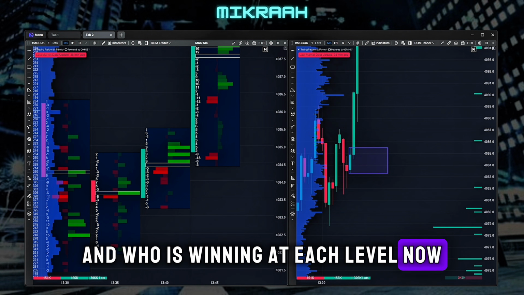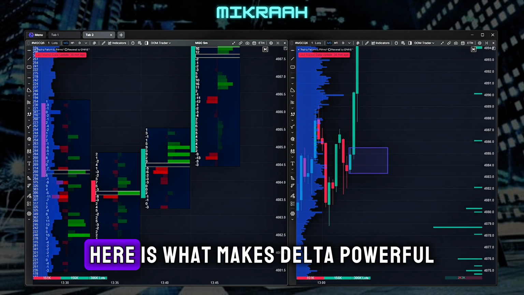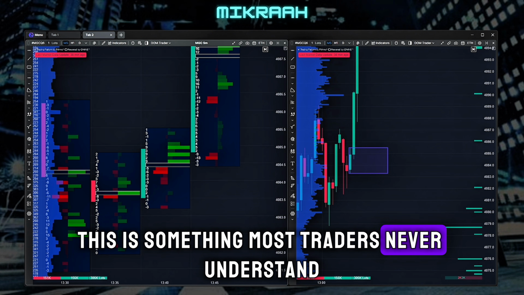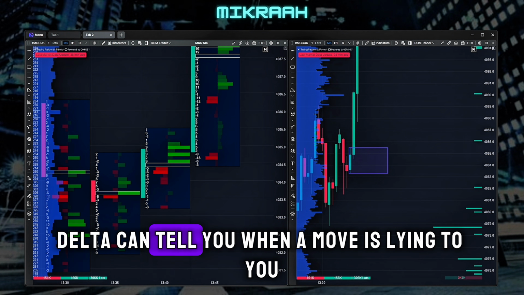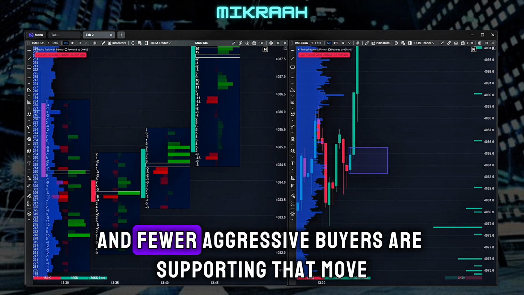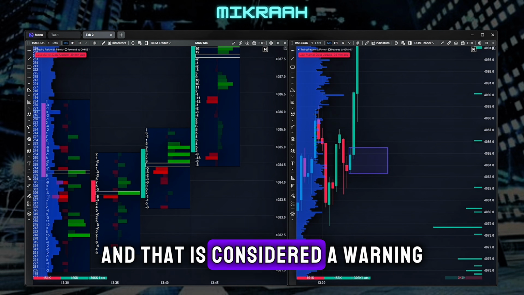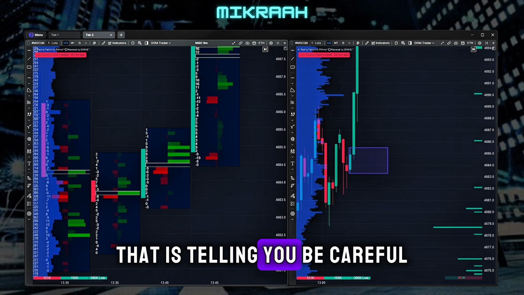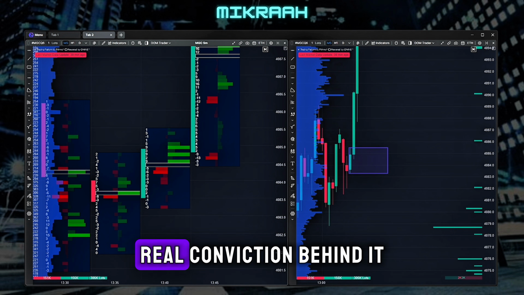Now, here is what makes delta powerful. This is something most traders never understand. Delta can tell you when a move is lying to you. If price is pushing up, but the delta is getting weaker with each candle, fewer and fewer aggressive buyers are supporting that move. That is considered a warning. That is telling you, be careful. The move does not have real conviction behind it.